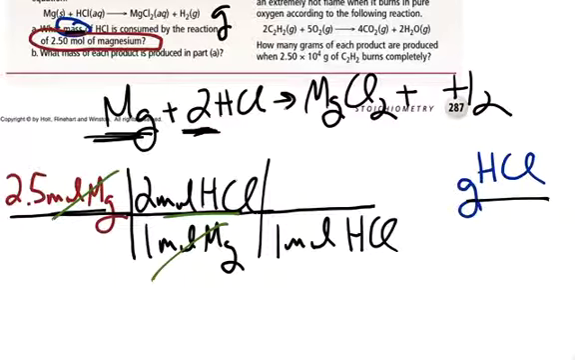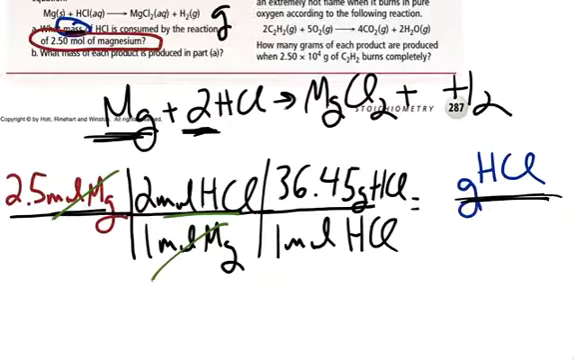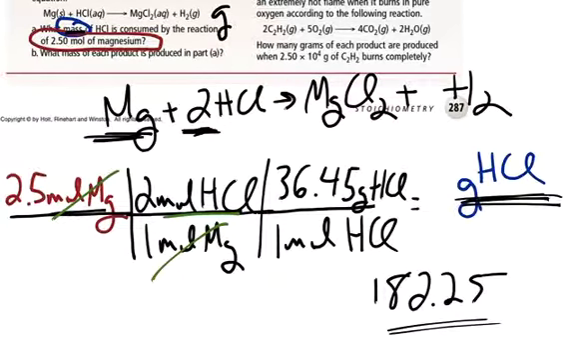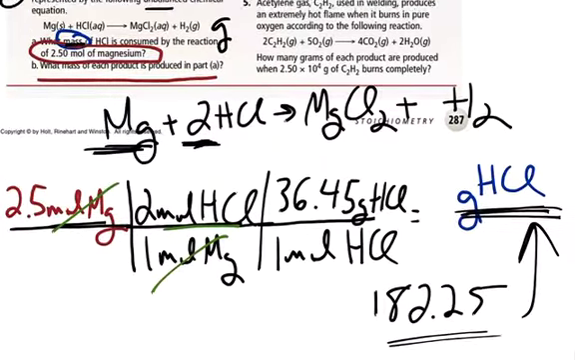1 mole of HCl I'm going to put on the bottom. I'm going to put the mass of HCl on top because I want to finish in grams. Add it up from the periodic table, 36.45 grams of hydrochloric acid. Run this across, and I get a mass of 182.25 grams of hydrochloric acid. So I end up with a mass of hydrochloric acid. B, what mass of each product is produced? So then I could do that same thing. And why don't you try these?